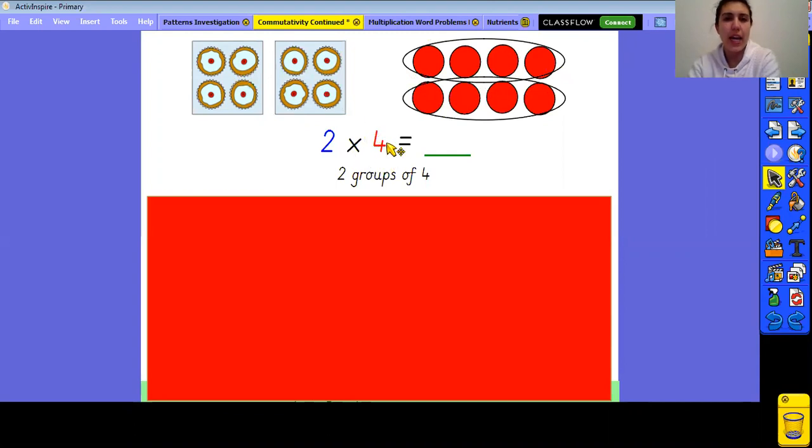That was quite tricky. So instead of looking at it as 2 groups of 4, where our multiplication symbol looks at it as groups of, remember that code word, it does still mean that, but we can also look at it in a different way. So let's have a look here.